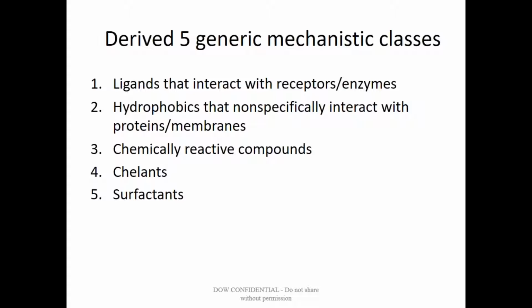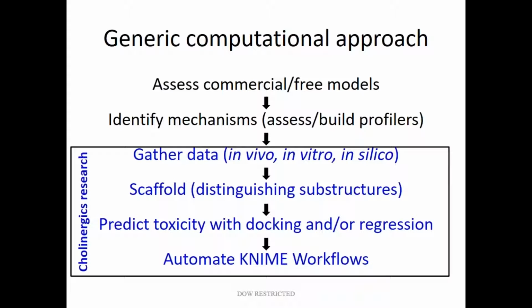Chemically reactive compounds, we've derived our own profilers. The reason being, I tried to use a bunch of the freeware to look at some of our databases, and I wasn't satisfied, so we just finished deriving our own for fast cell reactivity. Chelants and surfactants, these are actually trickier to spot than you might imagine, but if they can find their way, especially the chelants, to be systemically bioavailable, they can be highly acutely toxic.